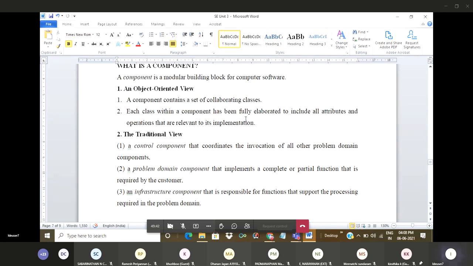So the control component coordinates the invocation of all other problem domain components. Second is the problem domain component, which is used to implement a complete or partial function that is required by the customer. Third is the infrastructure component, which is responsible for functions that support the processing required in the problem domain.